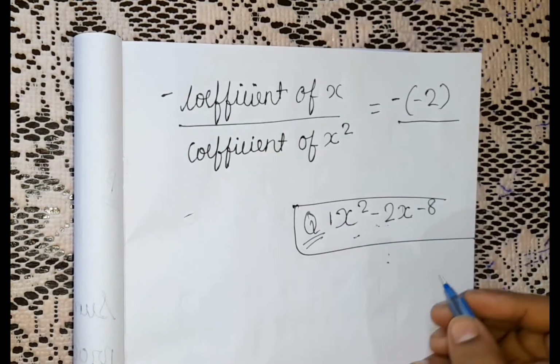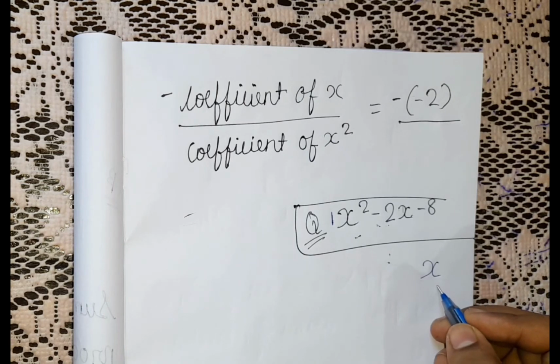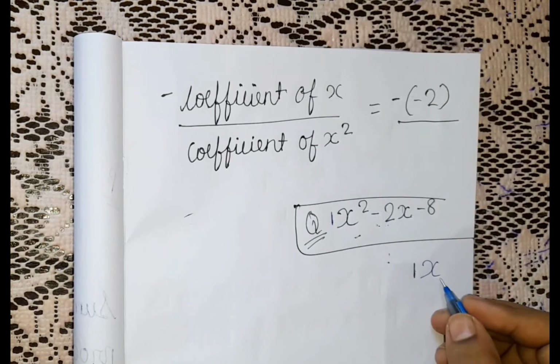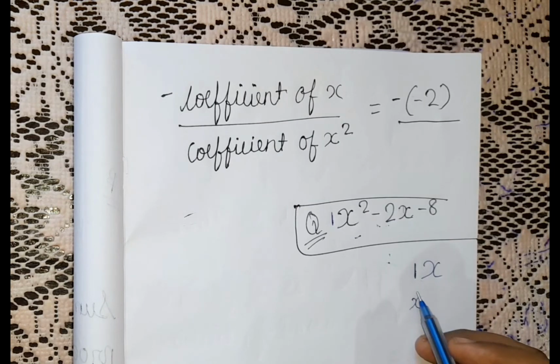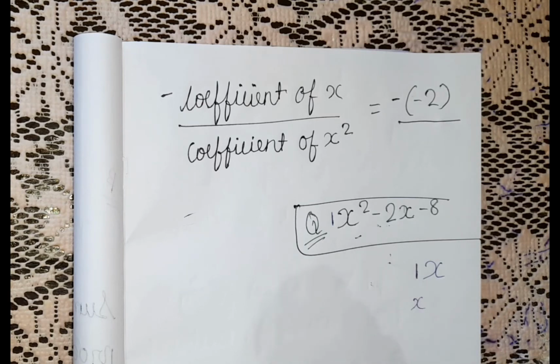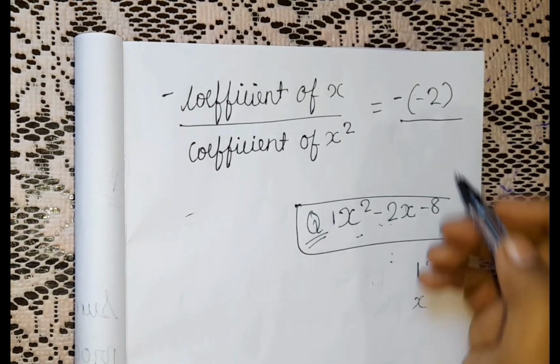For example, if they are asking us to find the coefficient of x, the coefficient of x is 1. Why? Because instead of writing 1x, we just wrote x simply like this. So remember, whenever you get a variable like that, if you don't have a number coefficient, then you write 1. 1 is its coefficient. So here the coefficient of x square is 1.